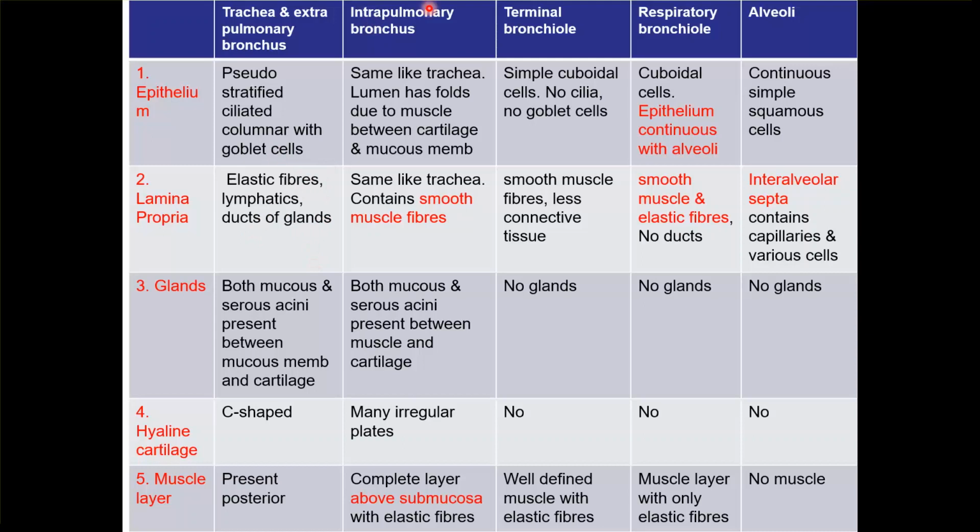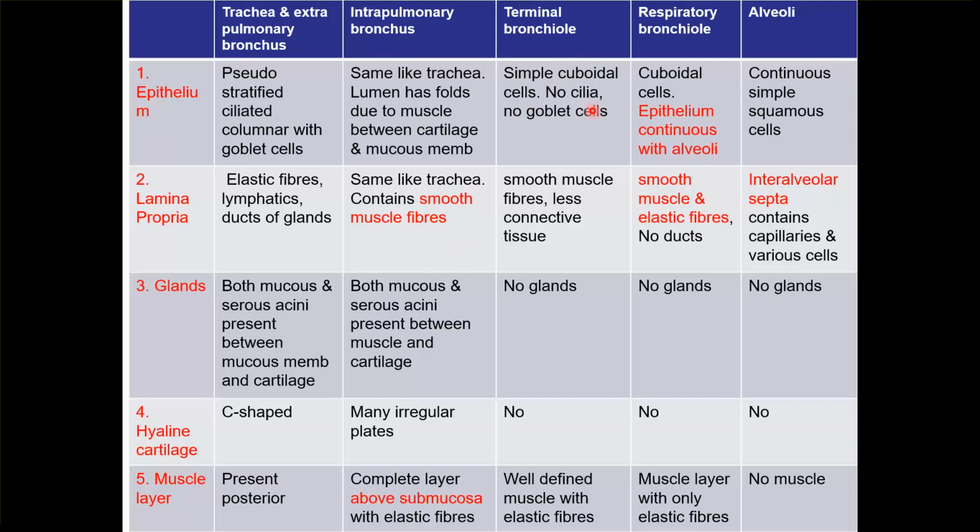The intrapulmonary bronchus has a similar epithelium, pseudostratified ciliated columnar with goblet cells, but the lumen has folds. It has folds due to the muscle between the cartilage and the mucous membrane. We can see it in the upcoming slide. The lamina propria is also similar to the trachea. It has smooth muscle fibers here, lots of smooth muscle fibers.